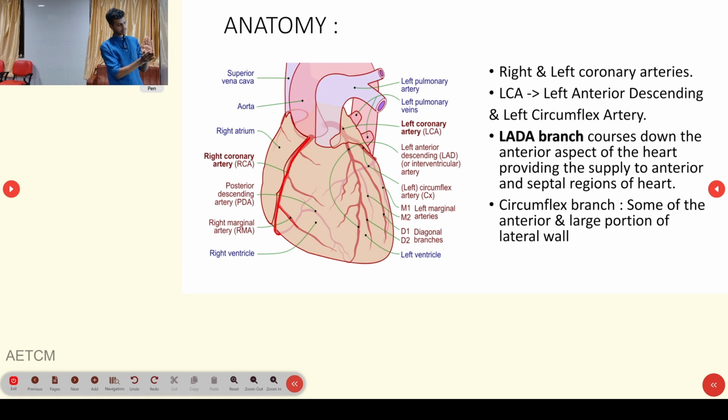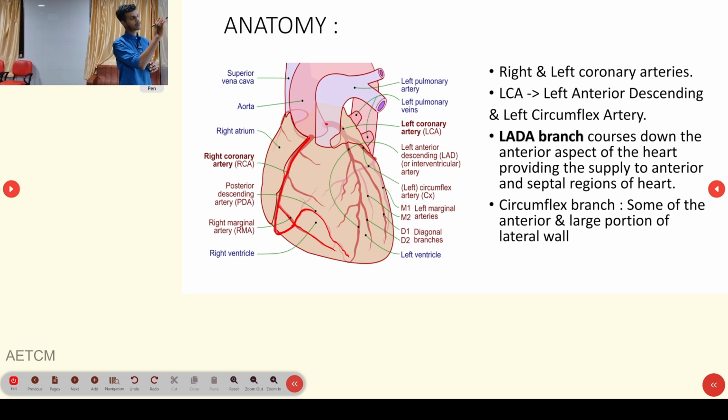By seeing this picture we can understand where each is supplying. The posterior descending artery goes inferior and posterior, majorly supplying the posterior part of the right ventricle, and it extends till the septal region, the interventricular septum. The right side marginal artery supplies the anterior part of the right ventricle.